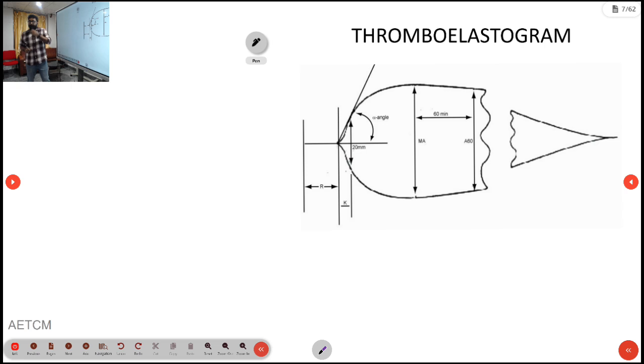So this is basically the physics of ROTEM and TEG. It is not for us. So this is actually the thromboelastogram. But this diagram is important. So the thromboelastogram has the following components. So mainly we can separate the maximum amplitude. So this is the MA, maximum amplitude.